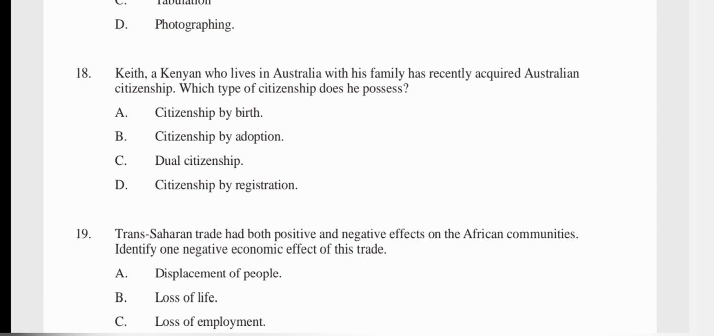Question 18. Kate, a Kenyan who lives in Australia with his family, has recently acquired Australian citizenship. Which type of citizenship does he possess? Citizen by birth? No, he was not born in Australia. Citizenship by adoption, dual citizenship, citizenship by registration.